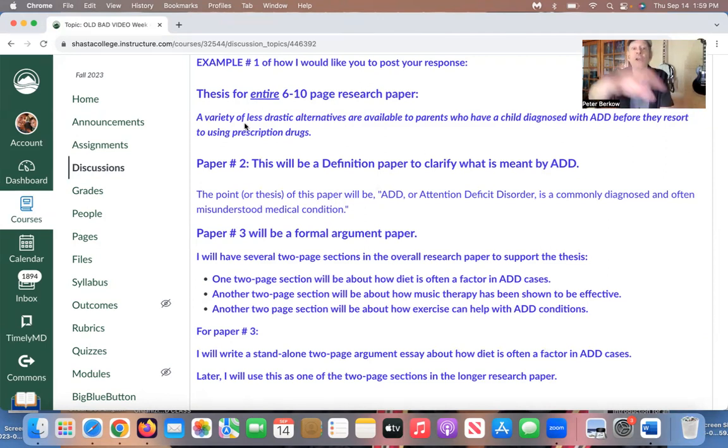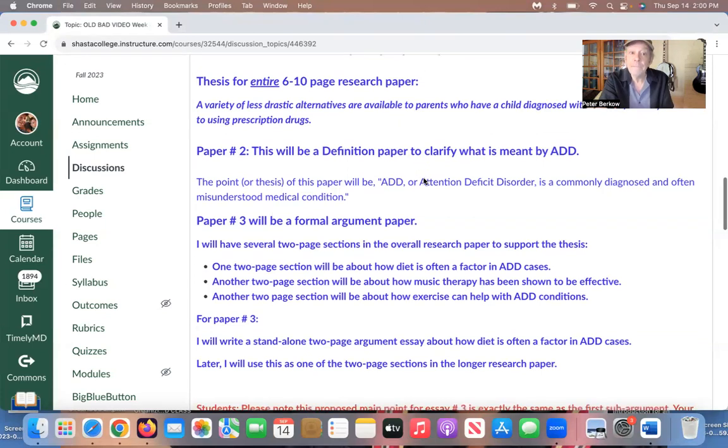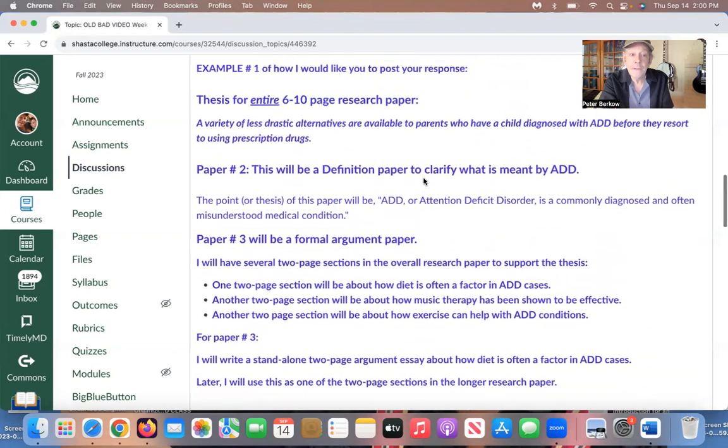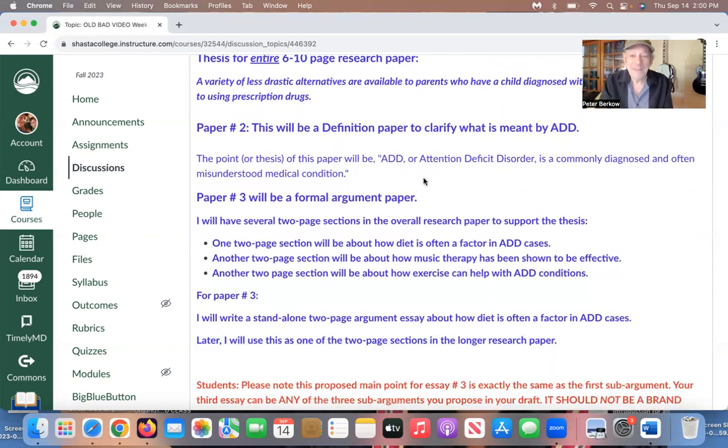The thesis for the overall 6 to 10 page research paper was: a variety of less drastic alternatives are available to parents who have a child diagnosed with ADD before they resort to using prescription drugs. Now, to get a paper like this started, we'll probably need to define what ADD is. Notice it's not ADHD, which has the word hyperactivity in it. We can distinguish between the two, ADD and ADHD, in this definition paper.